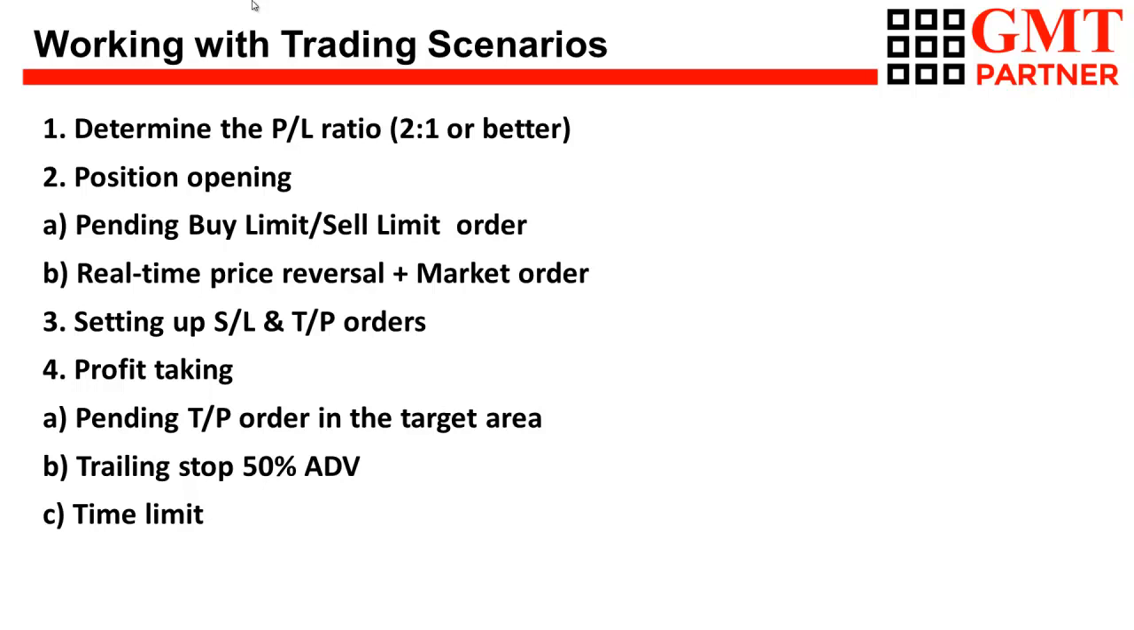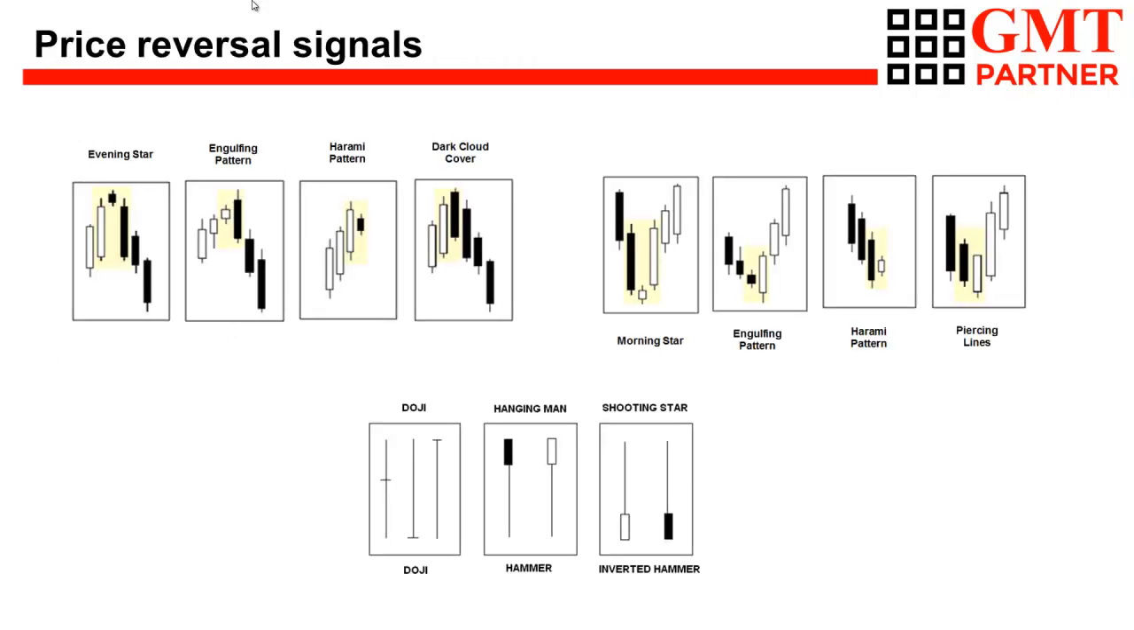In this case, the next step of the algorithm will be placing stop loss and take profit orders. It is necessary to do it immediately after the opening of the position. A signal of a price reversal will be a filter of 10 to 15% ADV or the formation of the candlestick patterns presented on the slide below.